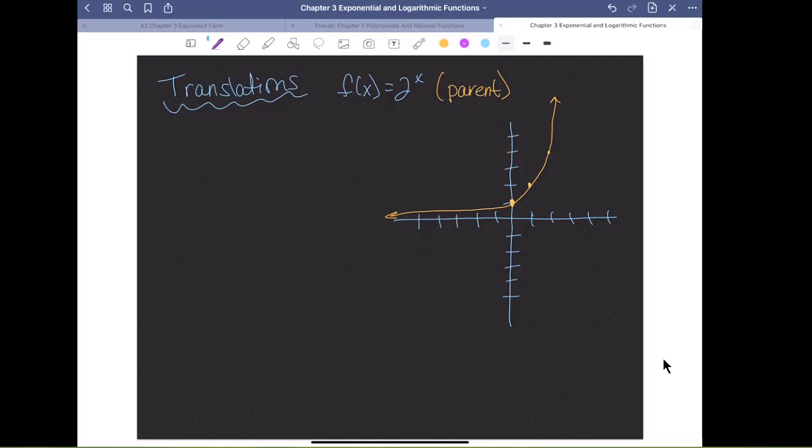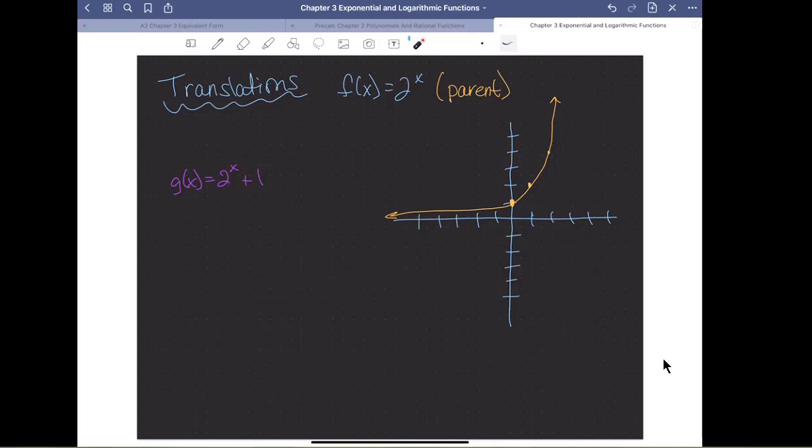So let's say we wanted to look at g(x) equals 2 to the x, but then I'm going to add 1 to it. The 1 is not with the x, it's not up in the exponent, it's on the same plane as the 2. If we go back to when we were learning about translations with quadratics, there was a difference between whether what we were adding or subtracting was with the x or without the x. And this one is without the x.